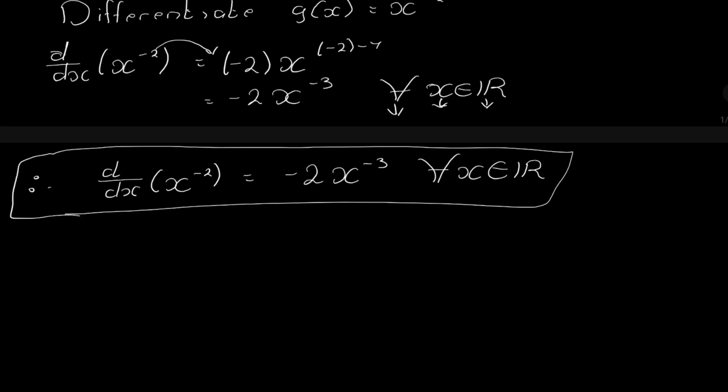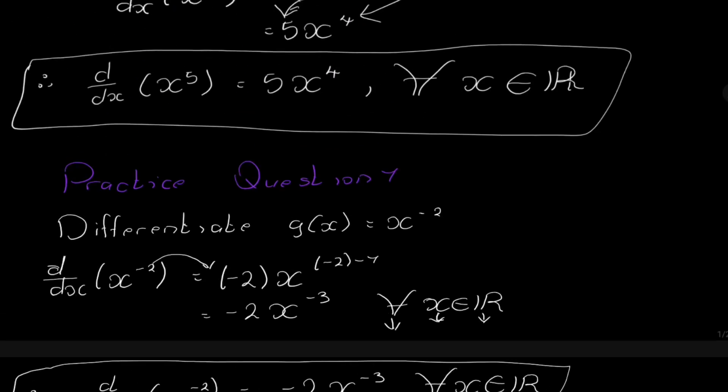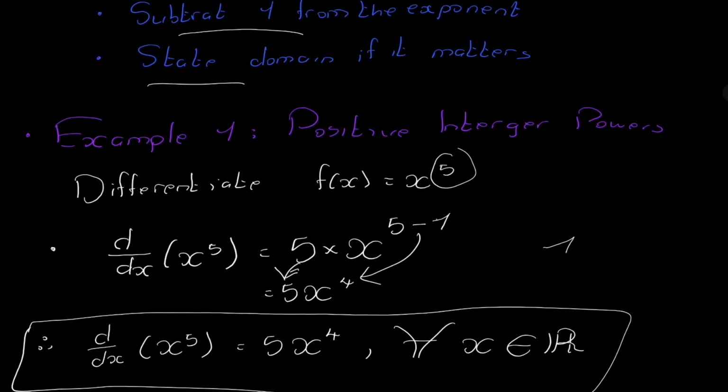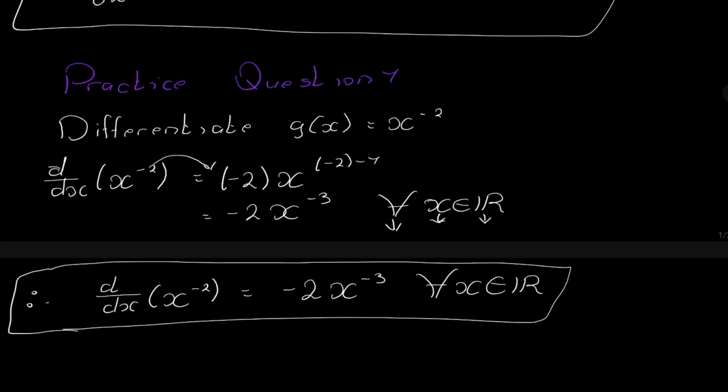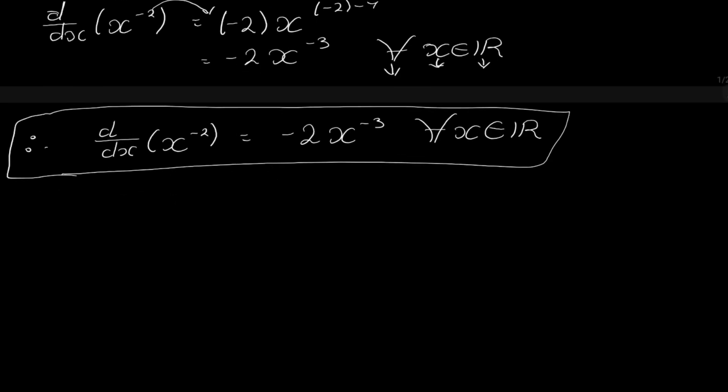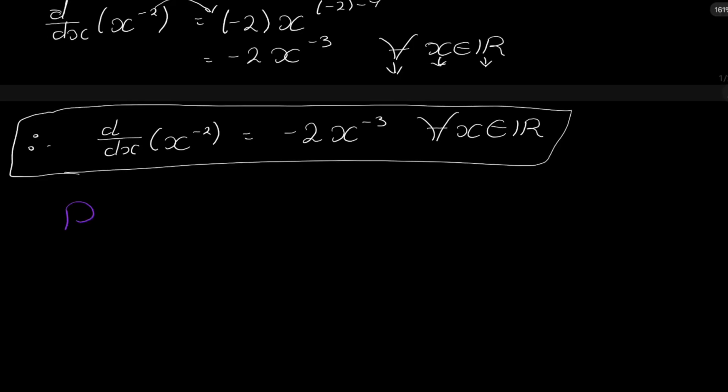So what can we observe? We were able to come out with the solution in just one step, the same as the first method. If you observe very well, in our first question we had positive integer powers, and it worked. In our next question, we had negative integer powers, and it still worked very well. So we're going to move on to our next practice question.